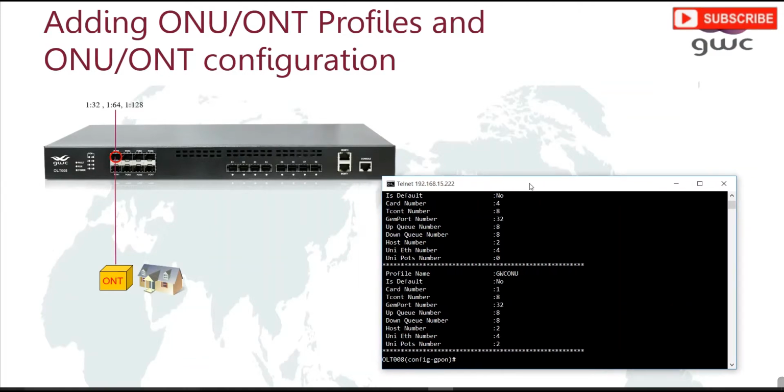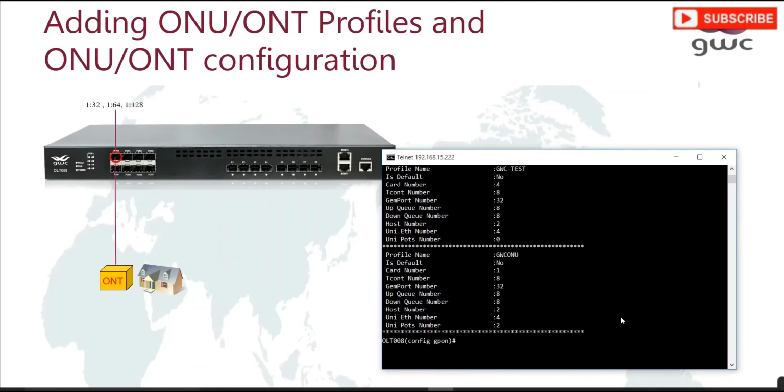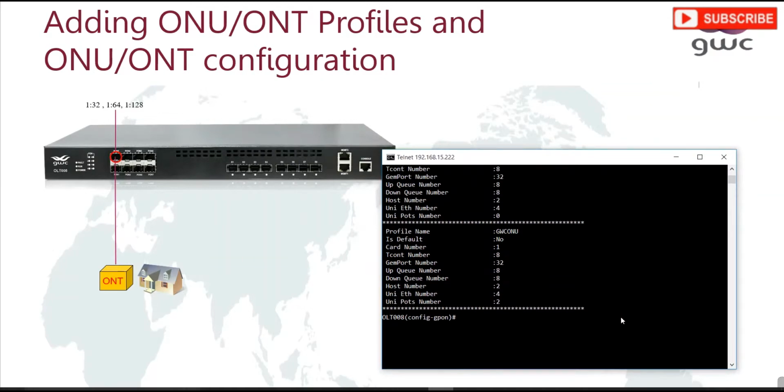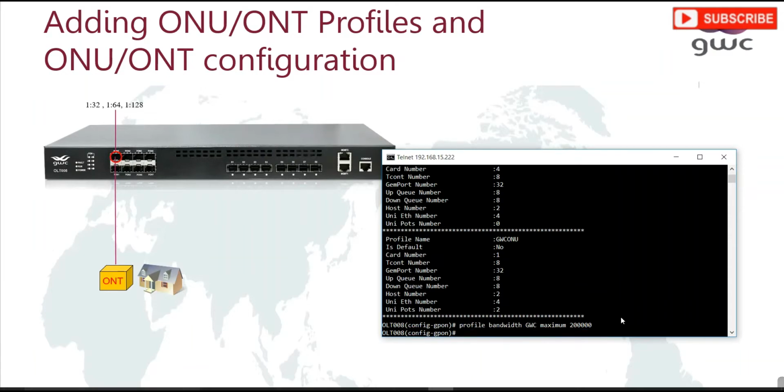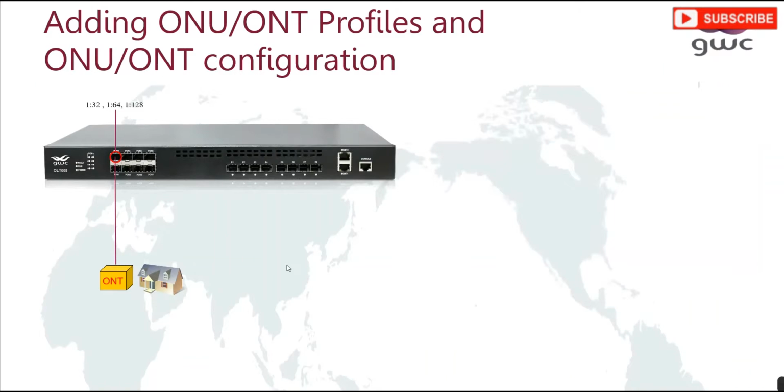Now let's create and configure DBA profile. In global configuration mode, go to GPON and create DBA profile bandwidth. Type profile bandwidth, then name, for example GWC bandwidth, and add type of bandwidth for this DBA profile. Let's use type 4, best effort, for this example. Please note that there are 5 bandwidth types: fixed bandwidth, assured bandwidth, non-assured bandwidth, best effort, and max.